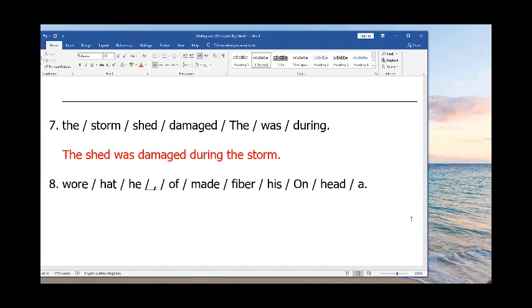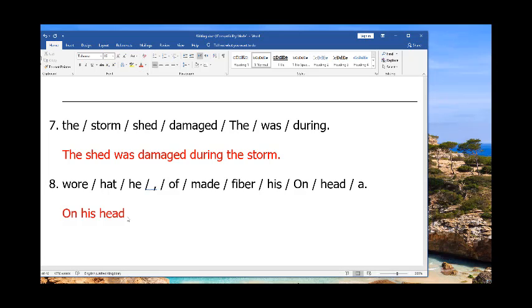Okay? His, on, head, a. Let's start with the capital letter. Which word? On. So, on what? If I say on, I have to mention the place. Doesn't on mean over something? So on what? On head. Yes. Can I say head? On head? On whose head? His. So on his head. What happened on his head? He. Yes. Can I? On his head. And I will start he.